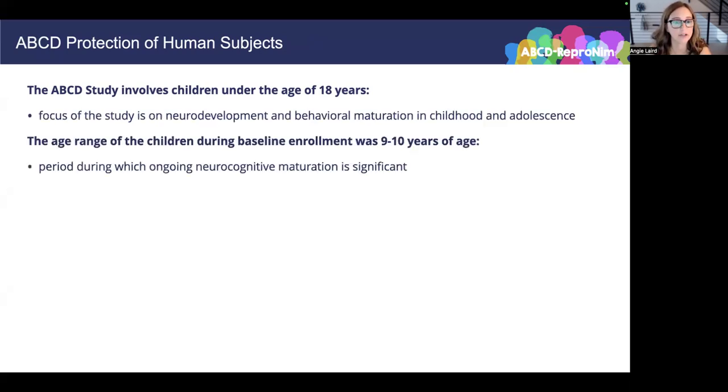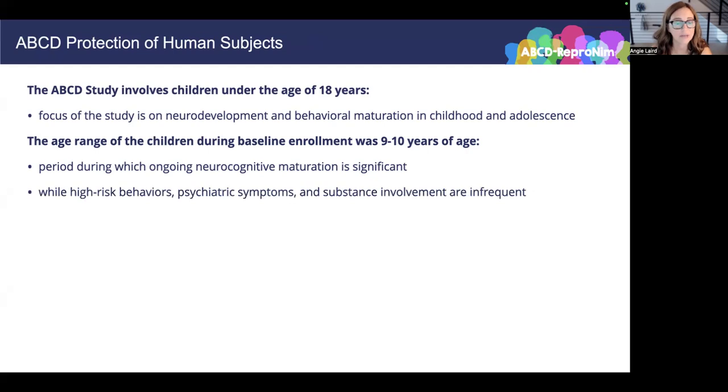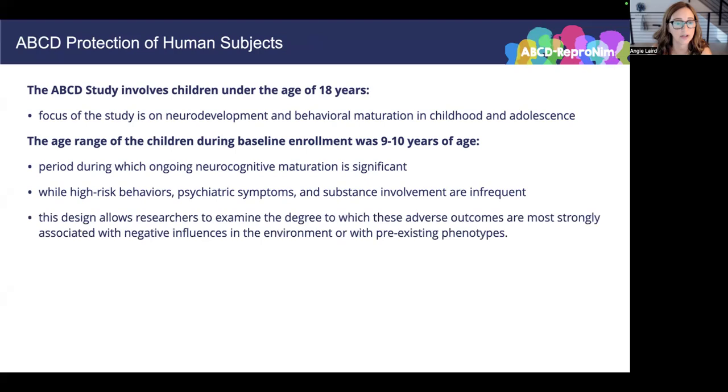And this age corresponded to a period during which ongoing neurocognitive maturation is significant, while high-risk behaviors, psychiatric symptoms, and substance involvement are infrequent. And this design allows investigators to examine the degree to which these adverse outcomes are most strongly associated with negative influence in the environment or with pre-existing phenotypes, which was a major goal of the study.